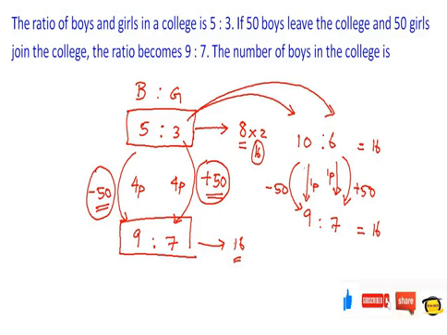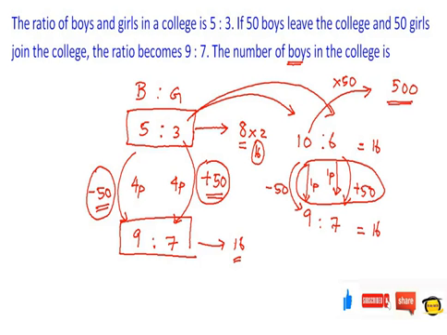So now let's assume that one part of the student count is equivalent to 50. And what is the question? Find out the number of boys in the college, right? So there are 10 parts of boys in the college. So 10 multiplied by 50 is going to give us 500 boys. So the initial count of boys is found to be 500.